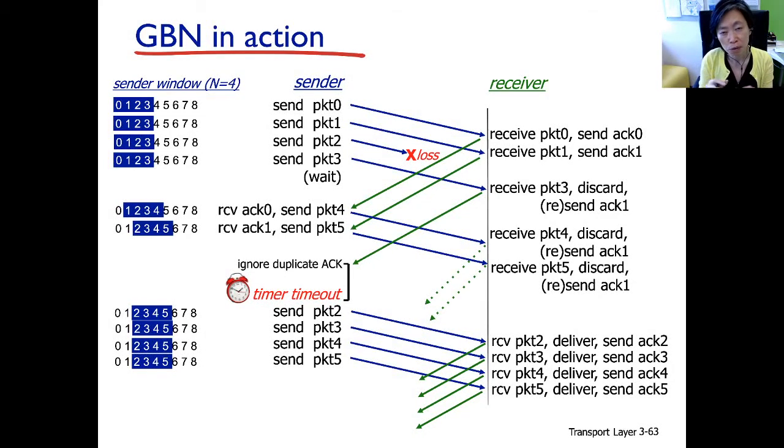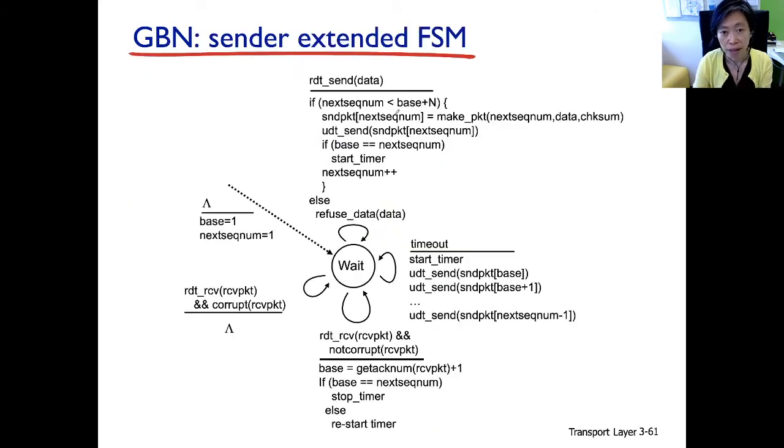Next is to walk through an example of Go-Back-N, following the finite state machines. So then we go back and recap the sender's finite state machine and the receiver finite state machine, just so that you can follow. And real quick, the sender side of Go-Back-N is this.